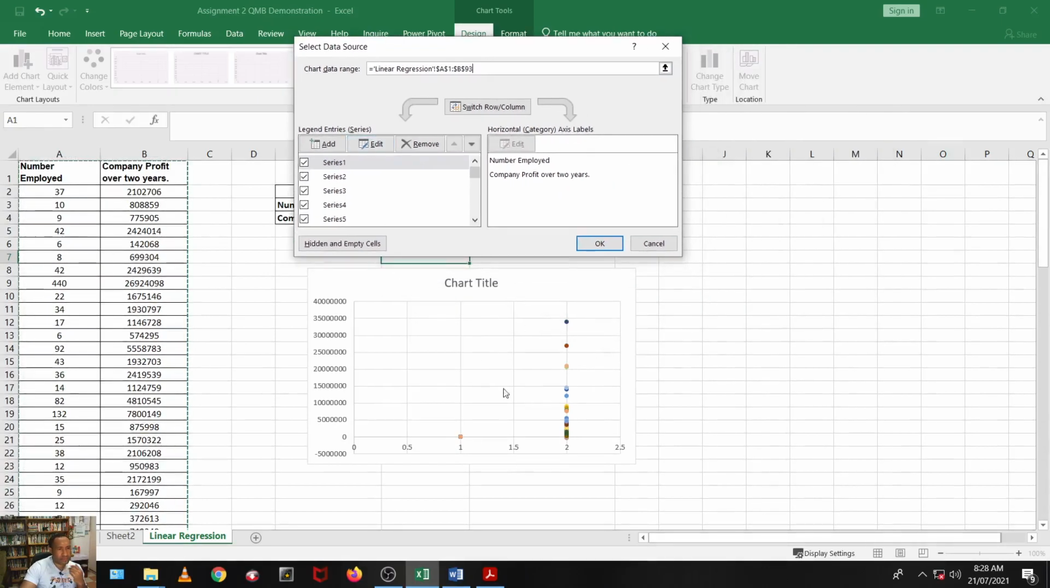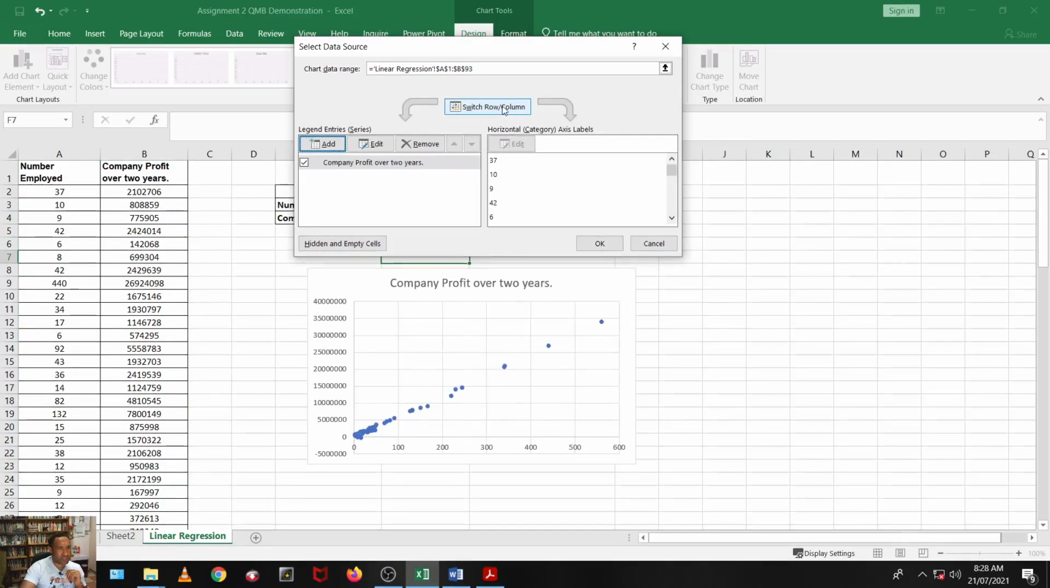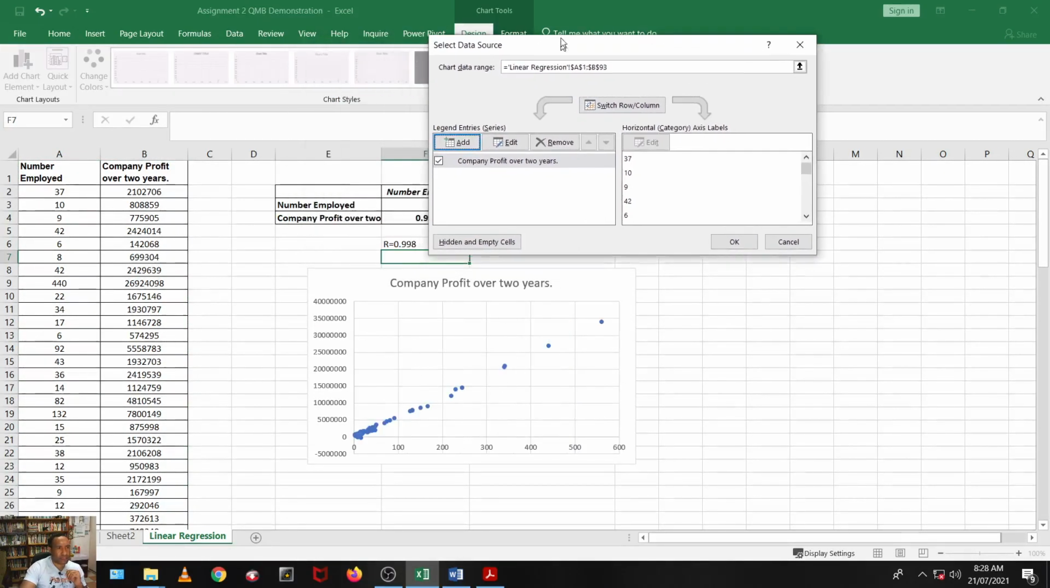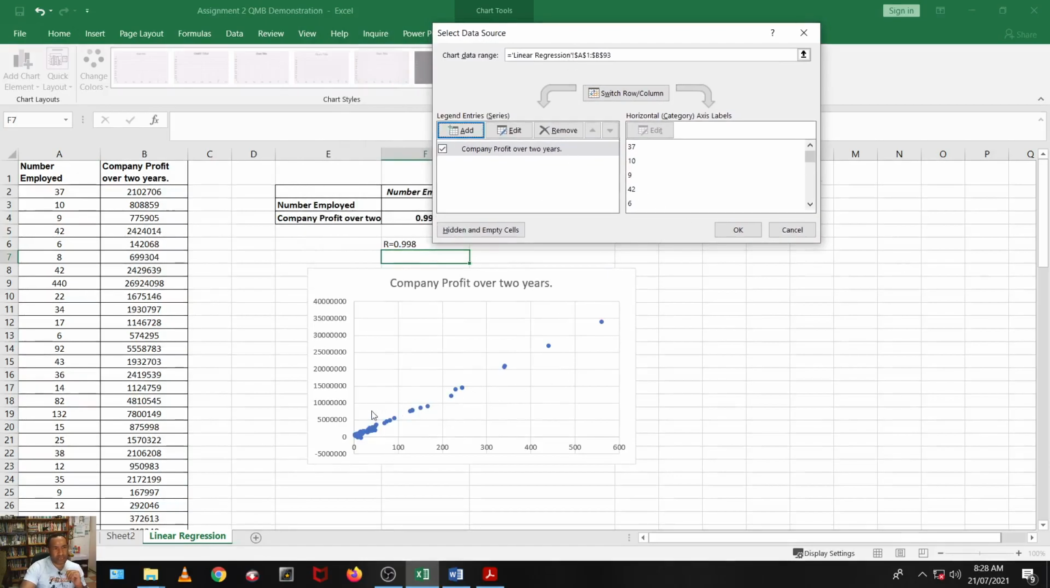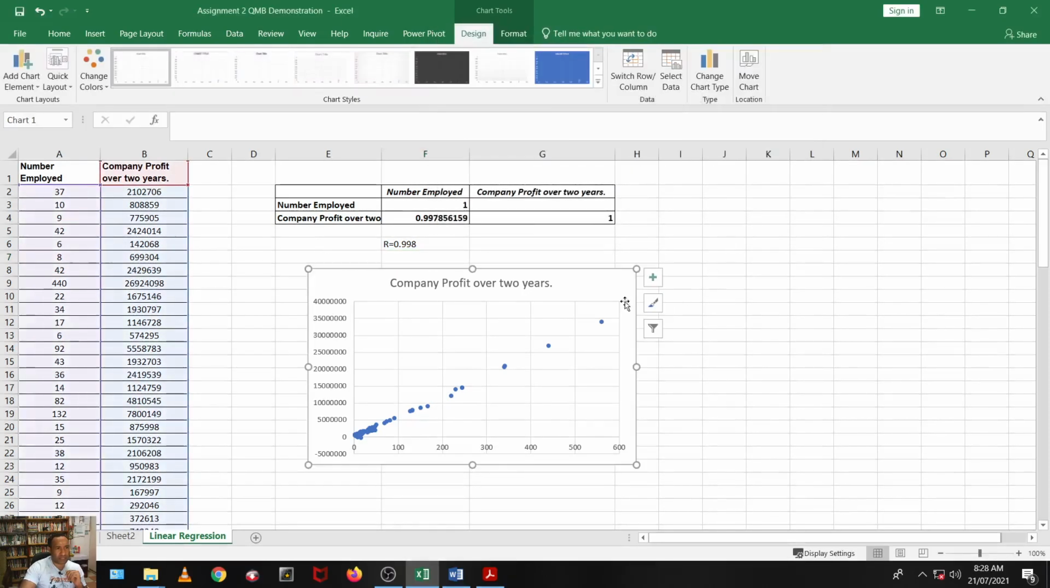Now, oh, it's giving them in line plots. Anyway, just click switch here. Okay. So now we have the scatter plot. You can see this is almost a perfect correlation and line between the company profits in Kina in the y-axis and the number of employees in the x-axis. Okay, and we'll just click OK.